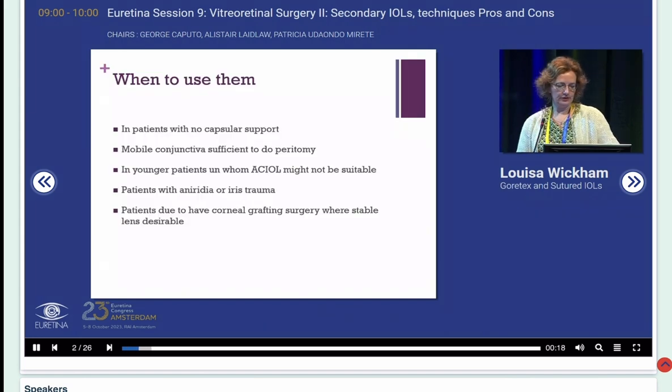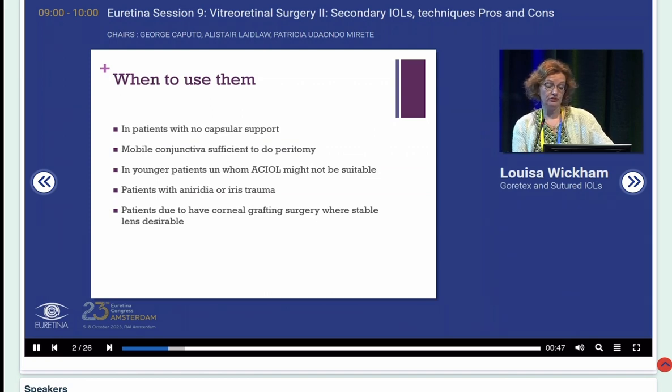So who do I use these in? Obviously patients with no capsular support. You need some mobile conjunctiva, and you don't want very thin conjunctiva because you need to overlie the Gore-Tex suture. I certainly like them in younger patients when anterior chamber lenses and Carlevale lenses, for various reasons, might not be applicable. As Kai said, if you think they're going to have retinal detachment surgery, then I personally prefer a 4-point fixation versus a 2-point fixation.